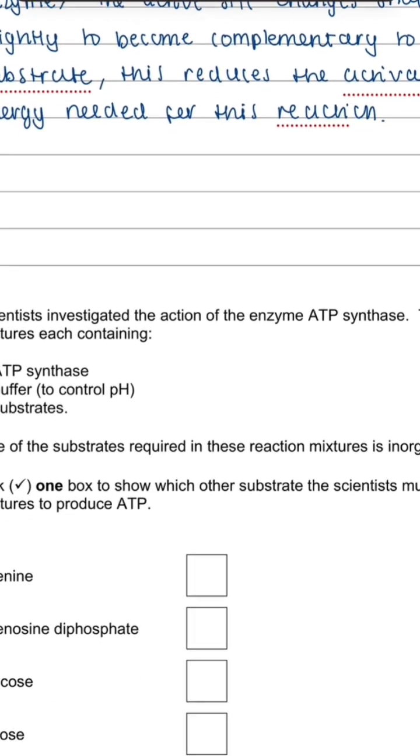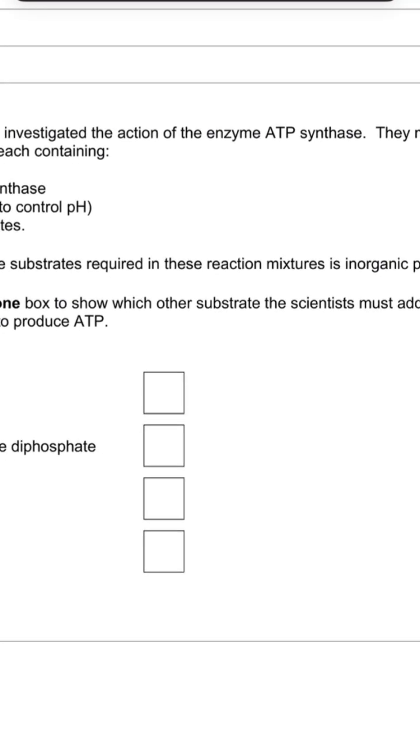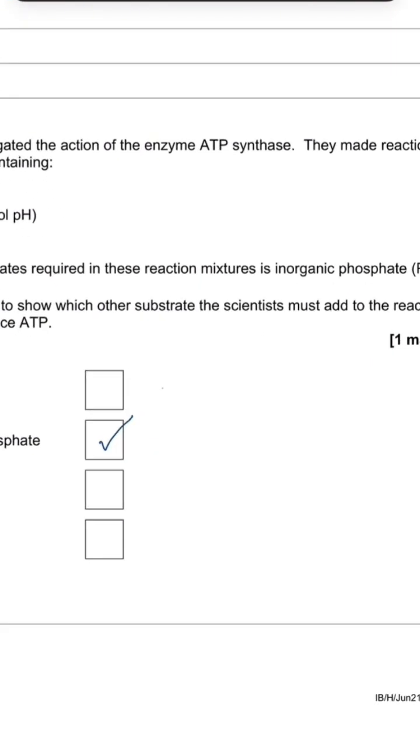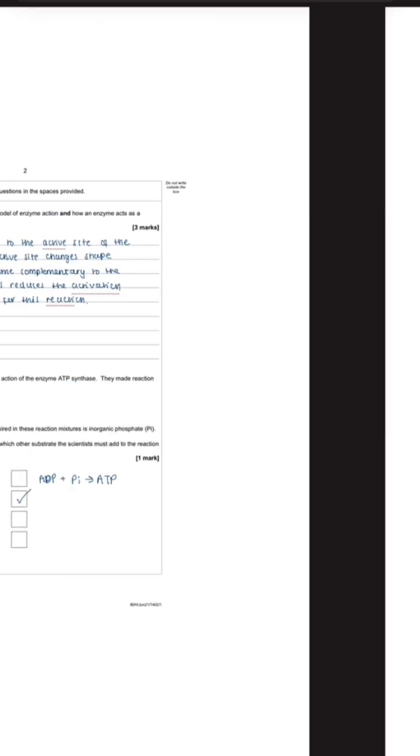Okay, so if we carry on, our next question is basically about ATP synthesis. If you just remember the equation, which is that ADP plus Pi reacts to make ATP. So therefore, if they have ATP synthase, our enzyme, and then we have our buffer and our substrates, all we need is ADP, also known as adenosine diphosphate, in order to complete this reaction.